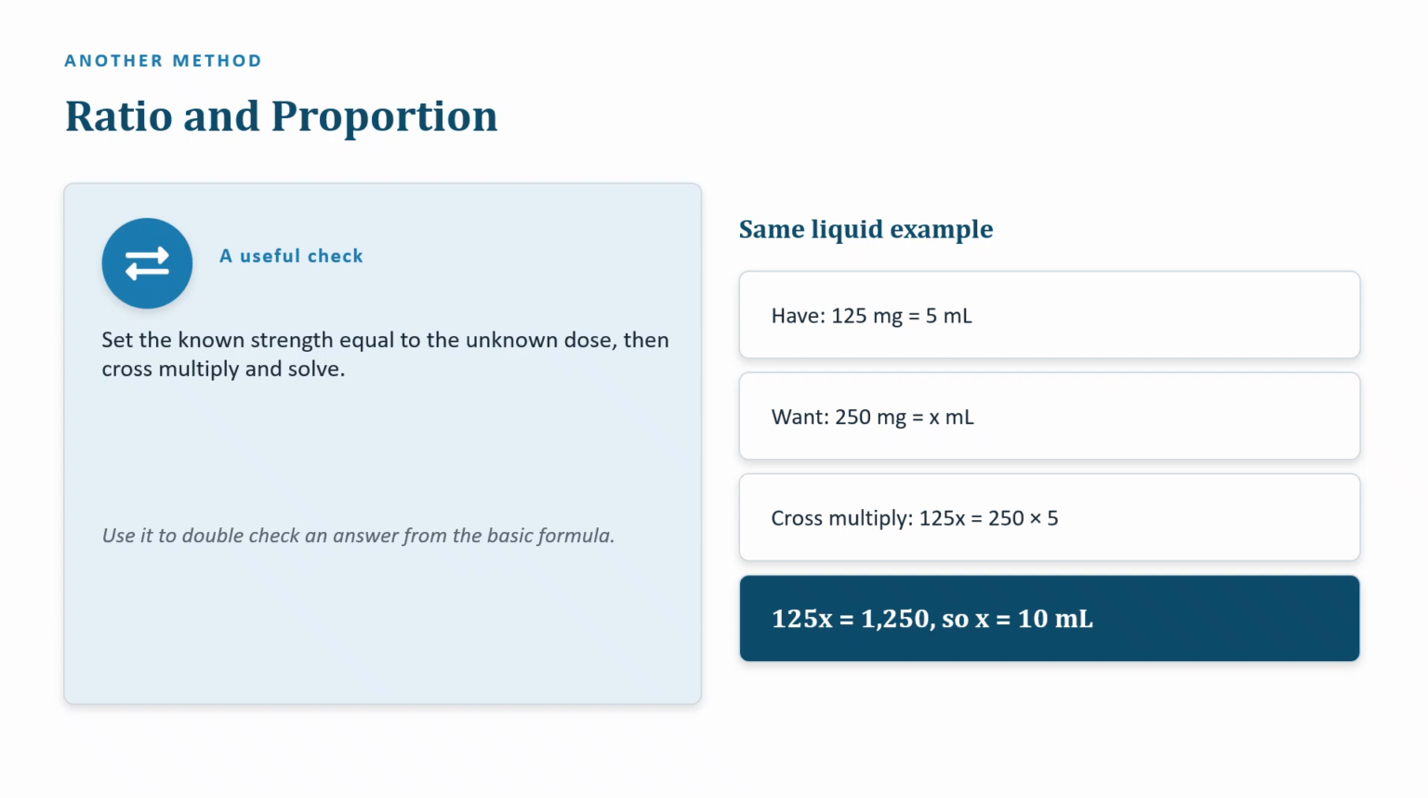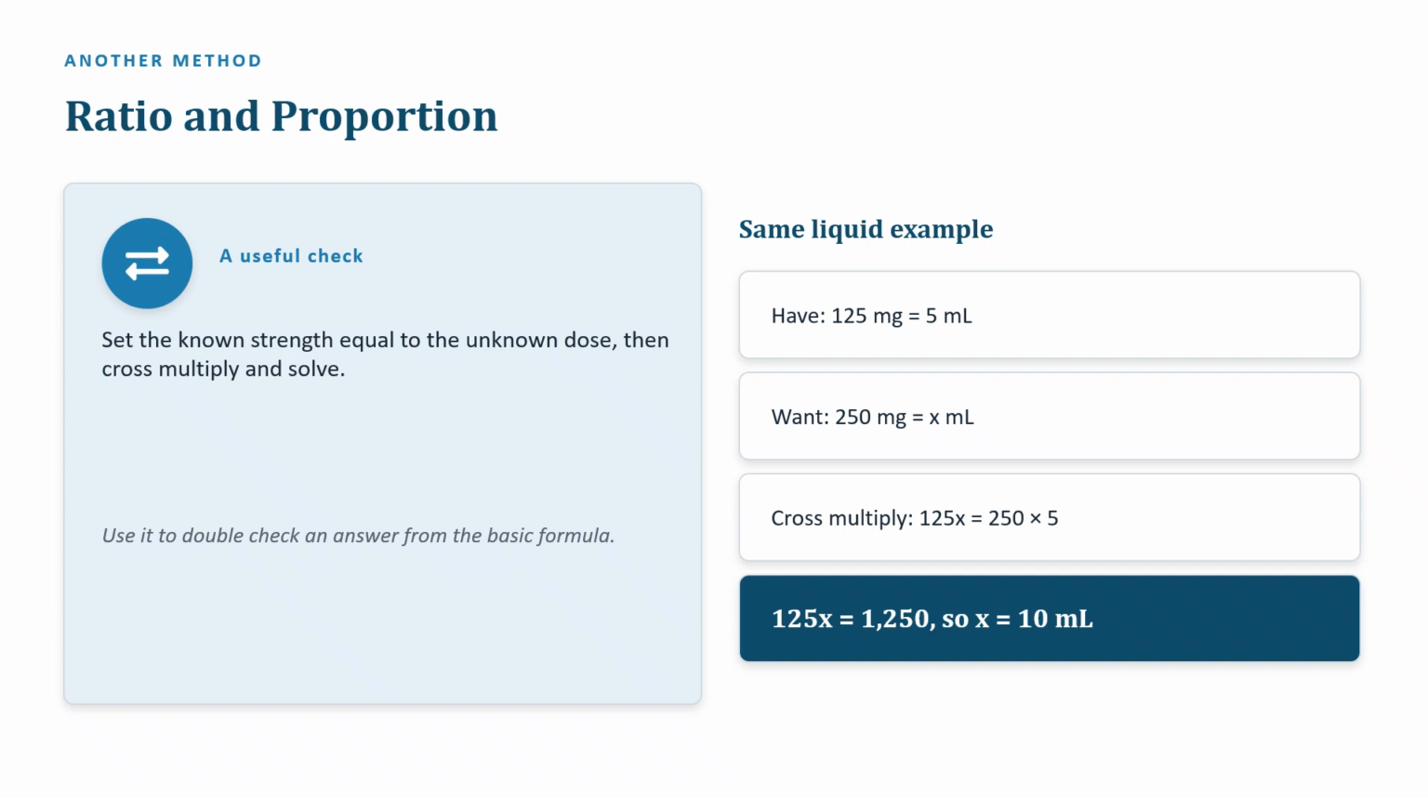Here's the idea on the left. You set the known strength equal to the unknown dose as 2 ratios, then you cross multiply and solve for the unknown. Let us prove it using the exact same liquid example from the previous slide so you can see the 2 methods agree. Look at the steps on the right. We know from the label that 125 milligrams comes in 5 milliliters, so we write 125 milligrams equals 5 milliliters as our known ratio. We want 250 milligrams in some unknown number of milliliters, which we will call X, so we write 250 milligrams equals X milliliters.